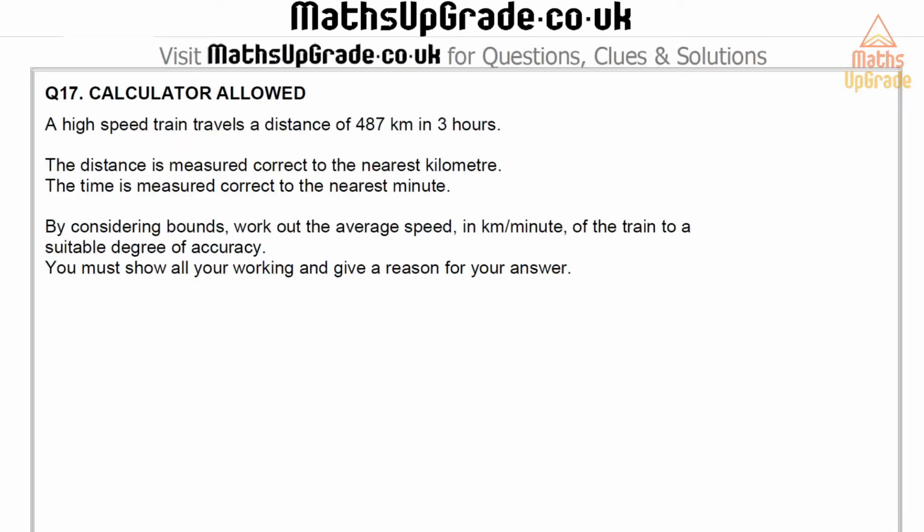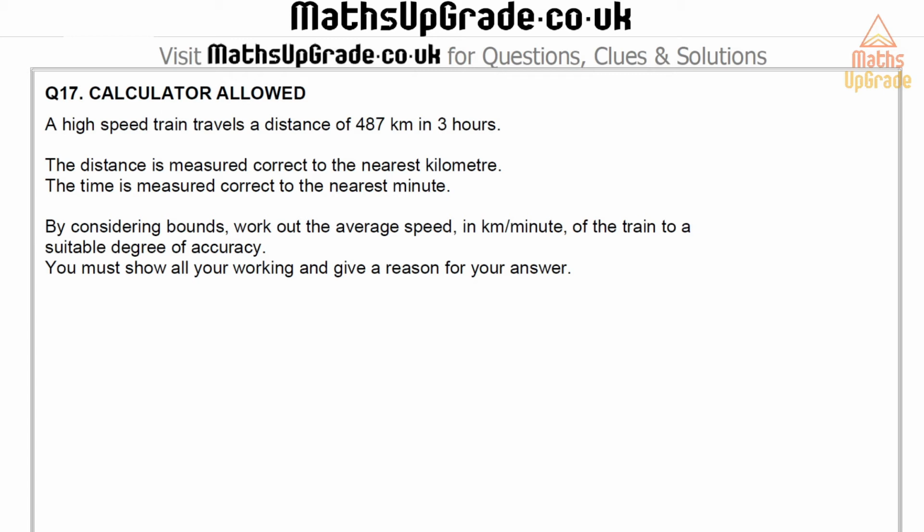Okay, question 17. A high-speed train travels a distance of 487 kilometers in 3 hours. The distance is measured correct to the nearest kilometer. The time is measured correct to the nearest minute. By considering bounds, work out the average speed in kilometers per minute of the train to a suitable degree of accuracy. You must show your working and give a reason for your answer.